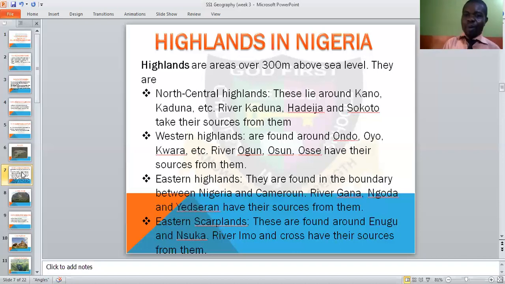Then we have River Imo. River Imo is also in southeast. Then Cross River. Cross River is in south. They both take their source from there, and then they empty into the Atlantic Ocean.